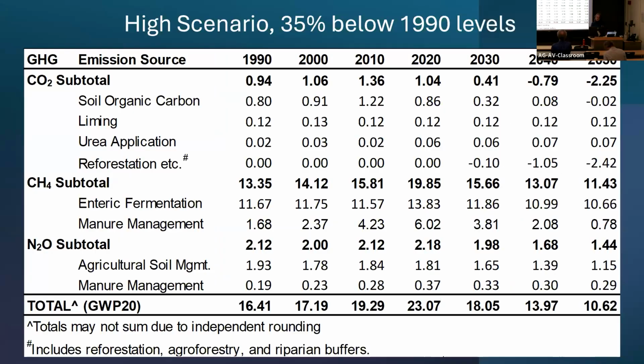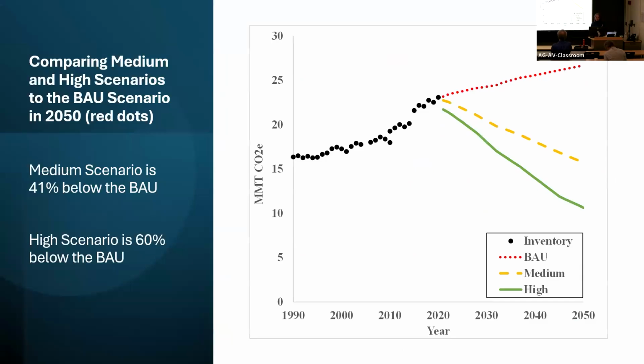I'm going to skip this chart. So, in comparison between the medium scenario and the business as usual, there's a 41% reduction, right? And then the high scenario, there's a 60% reduction from the BAU, right? But the legislation doesn't care about what the future business as usual looks like. The legislation wants us all to be net neutral by 2050.